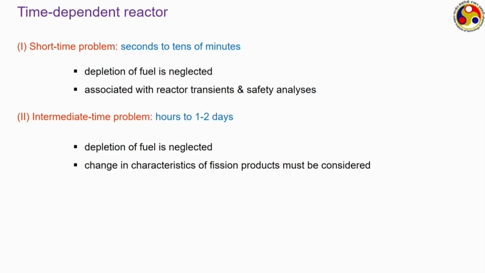Next is the intermediate time problem, where the time span can be a few hours to even 1 or 2 days, typically up to 2 days. Here also, quite interestingly, we neglect any depletion of fuel. However, the production of fission products needs to be considered, because over a period of 2 days the concentration of certain fission products can increase significantly. So that changing characteristic of the fission products needs to be considered, but again, similar to the short time problem, we can consider the fuel mass to be constant.